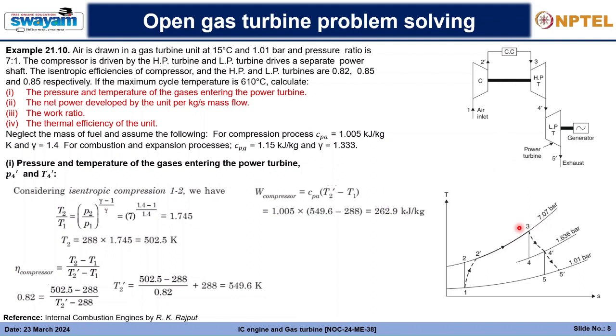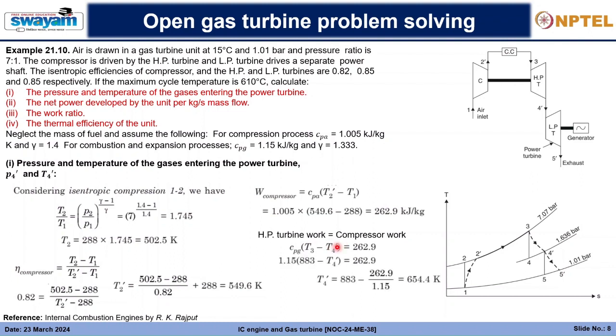We know that the maximum cycle temperature is 610 degrees Celsius. So this T3 we know, and T4 or T4 dash we do not know. So we'll simply equate these: the HP turbine work and the compressor work are equal. We do not know T4 dash. We solve for T4 dash and we'll get T4 dash to be 654.4 Kelvin.